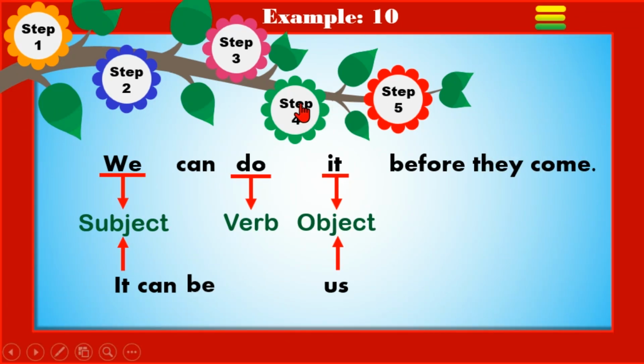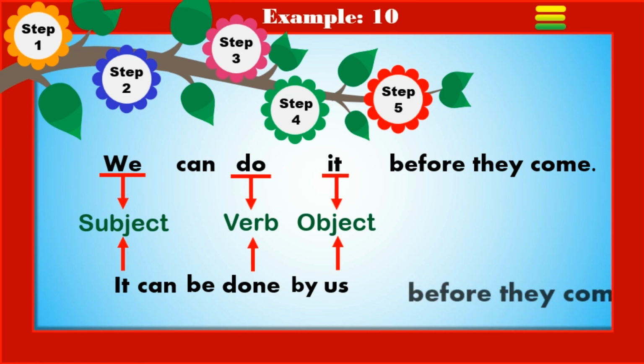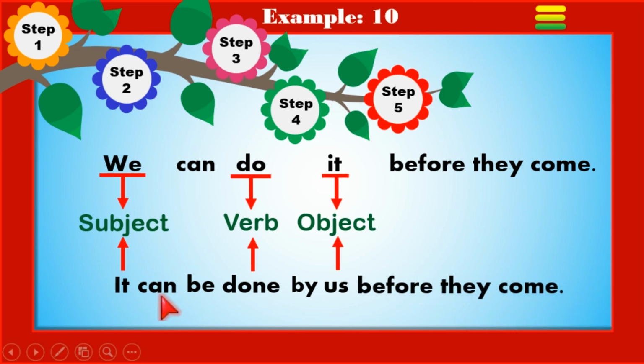Then V3 form of the given verb. Here it is do. What is the V3 form of do? Done. It can be done. Then step 5, use preposition by. The last part, remaining part of the sentence. It can be done by us before they come.